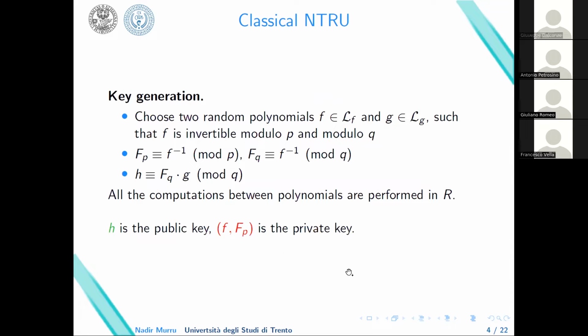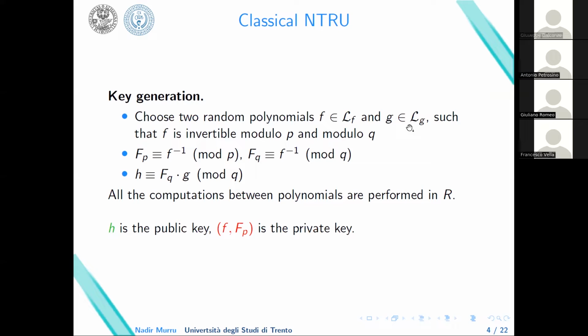Okay, so we are ready for seeing the NTRU scheme. As usual in public key crypto systems, we have to define 3 phases: the key generation, the encryption procedure, and the decryption procedure. So regarding the key generation, we start with sampling 2 random polynomials, f and g, in these sets, where we require some conditions about the coefficients.